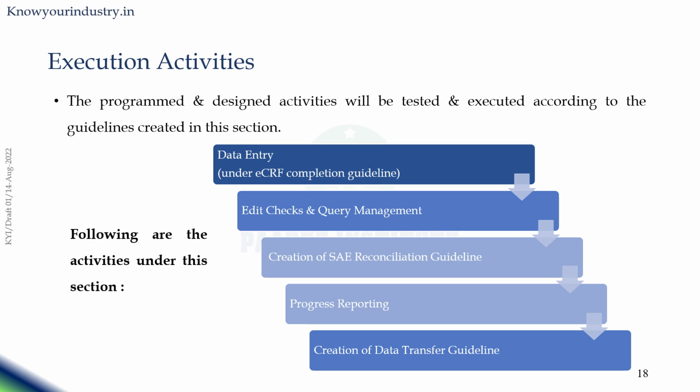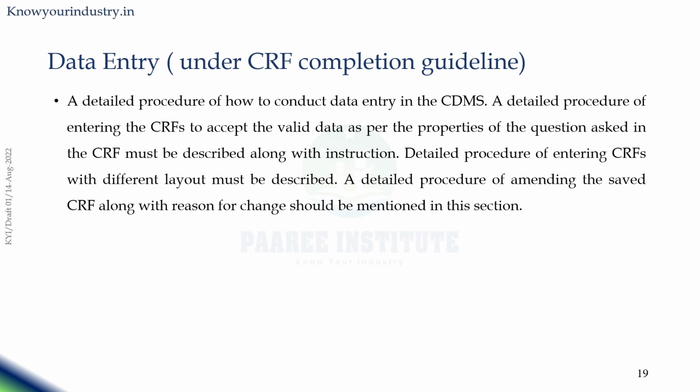The execution activity in the DMP. So what are all the activities that come under the execution part? The programmed and designed activities will be tested and executed according to the guidelines created in this section. Those include data entry, which would be performed against the eCRF completion guideline, and edit checks and query management, which will be verified against your edit check specification document. Then creation of the SAE reconciliation guideline, progress reporting, and creation of the data transfer guideline.